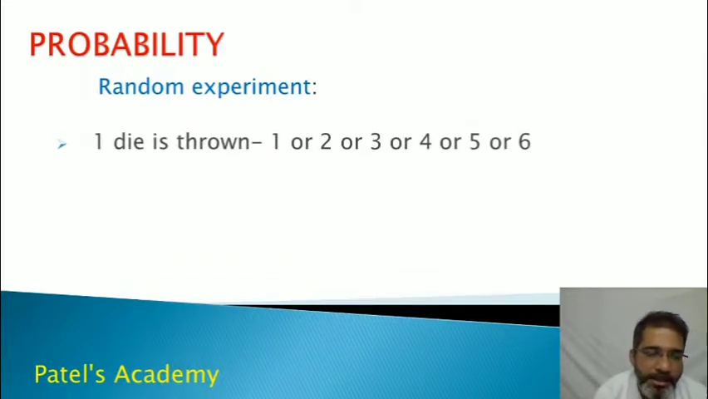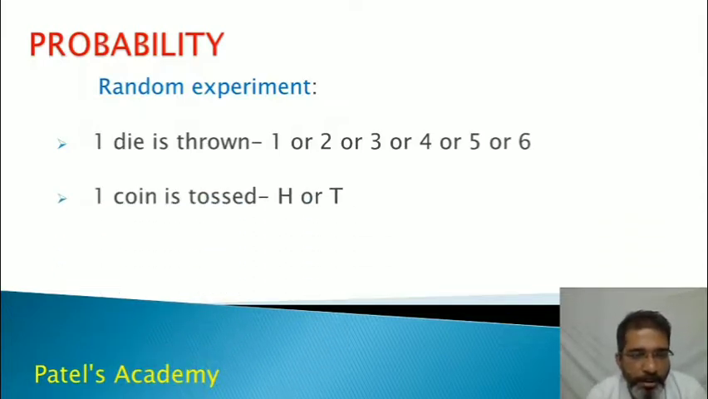Let's take an example. A die is thrown. Before we throw a die, we already know what options we'll be getting. Either we'll get 1 or 2 or 3 or 4 or 5 or 6 on the uppermost surface of a die. So a die is thrown is a random experiment. One more example, a coin is tossed.